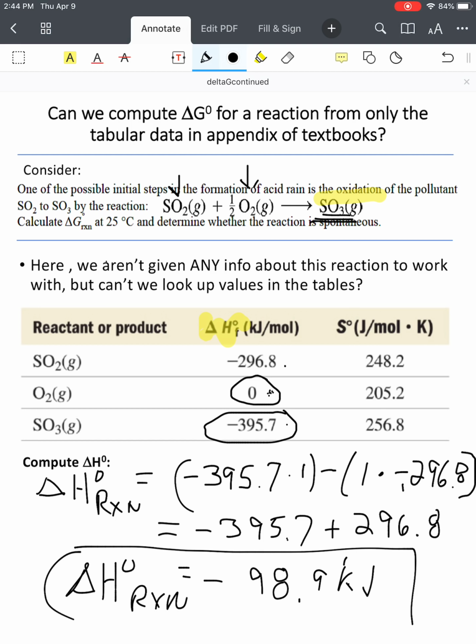Now, that's not our final answer. It doesn't tell us anything about the spontaneity of the reaction, but it does tell us that our reaction is exothermic because the enthalpy of reaction is negative. It's going to give off heat. It's exothermic.